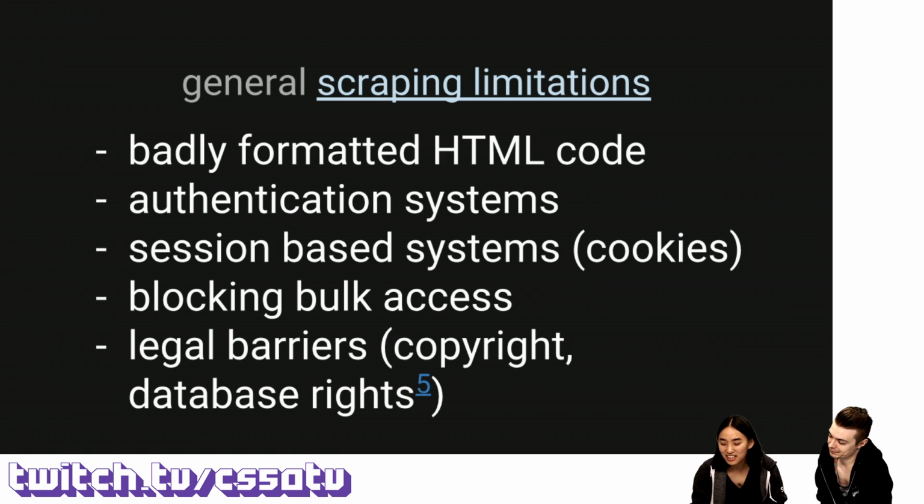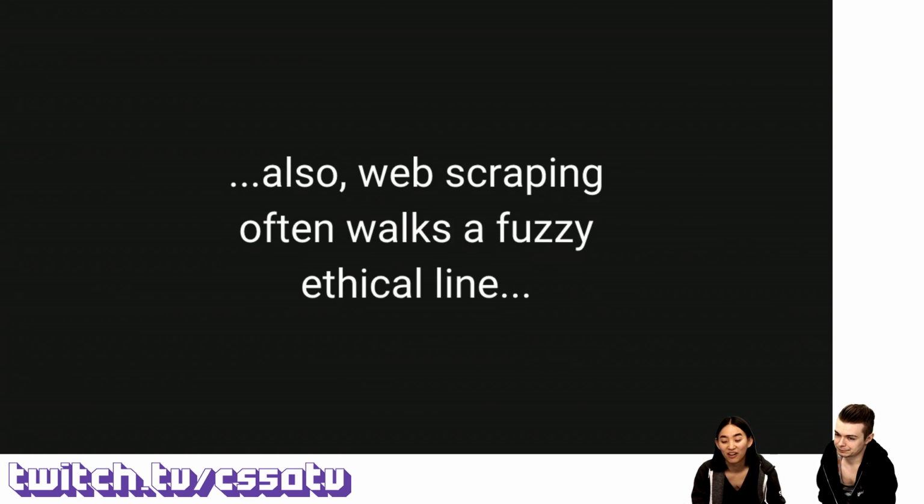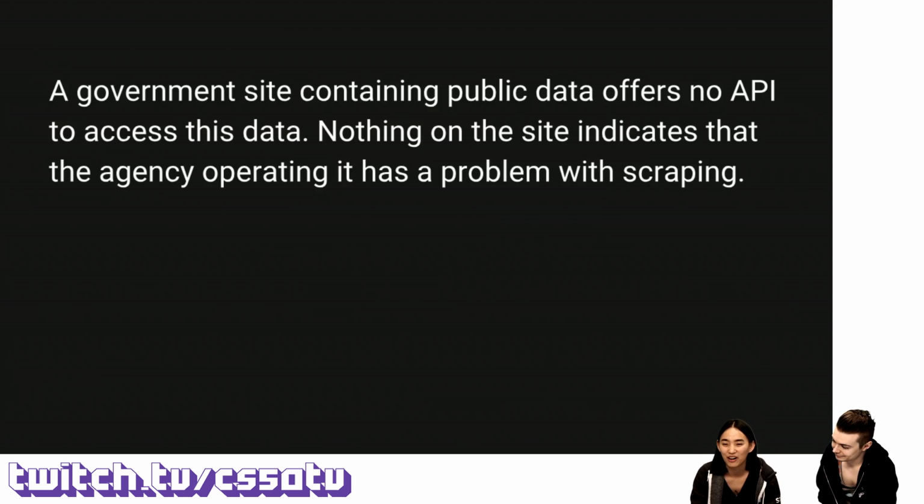Humanitarian. Yeah, so these are technical limitations to what you can scrape, as we were talking about, but also, is web scraping always the right thing to do? I think this is something that more recently has come up in people's public consciousness, and in the decisions that engineers make. So here's one example. A government site containing public data offers no API to access the data, but nothing on the site indicates that the agency operating it has a problem with scraping.